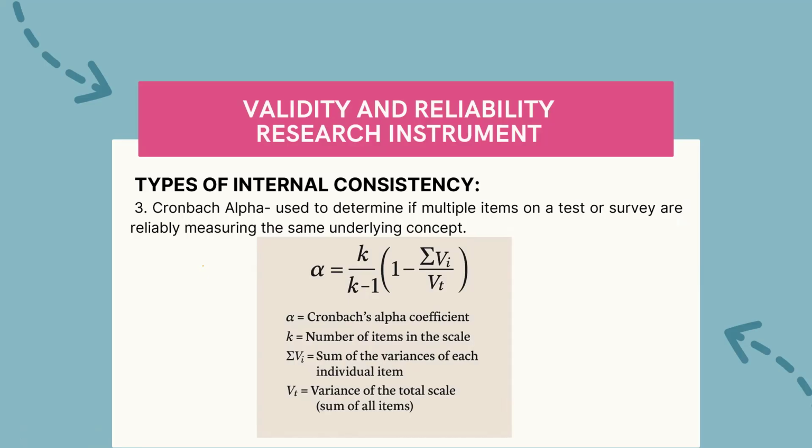And now we have here A as our Cronbach alpha, of course. K is the number of items in the scale. Again, number of items in the scale. Next is summation of V sub I, which is the sum of the variances in each individual item. Lastly, we have V sub T, which is the variances of the total scale or the sum of all the variances.